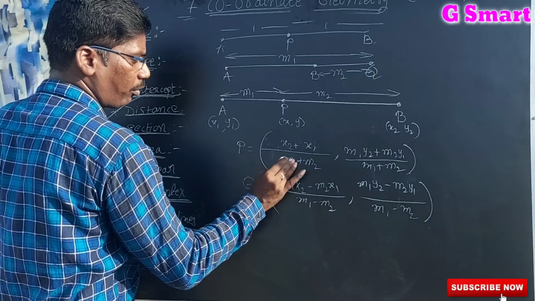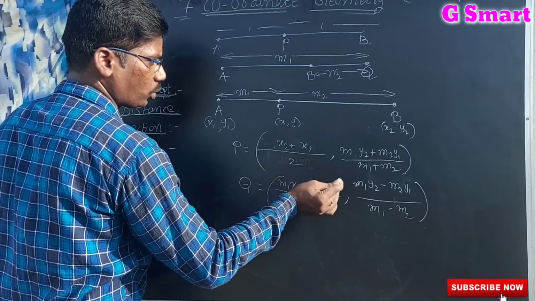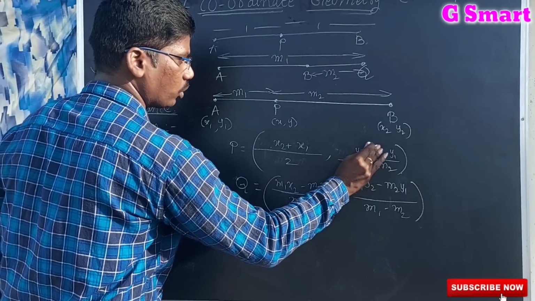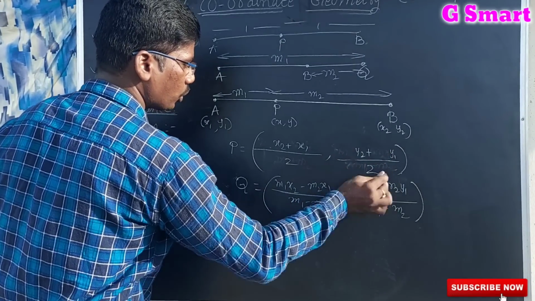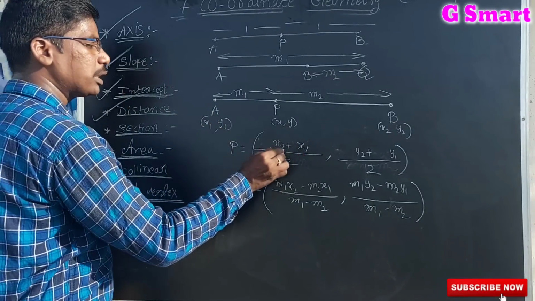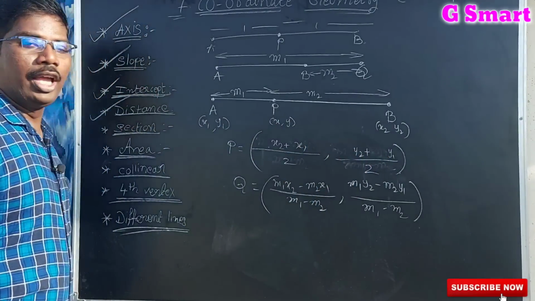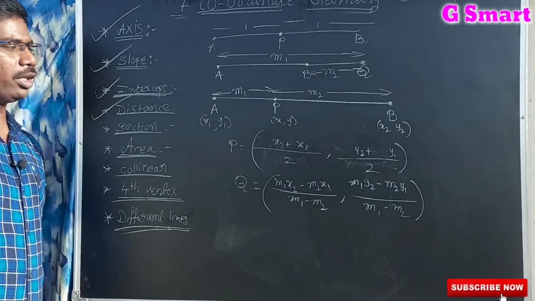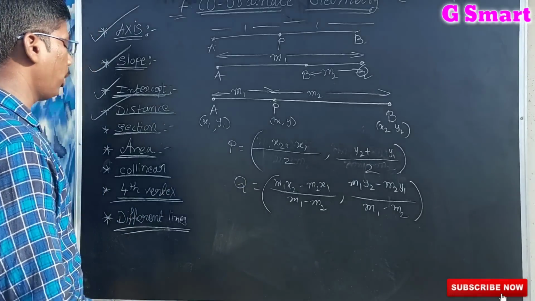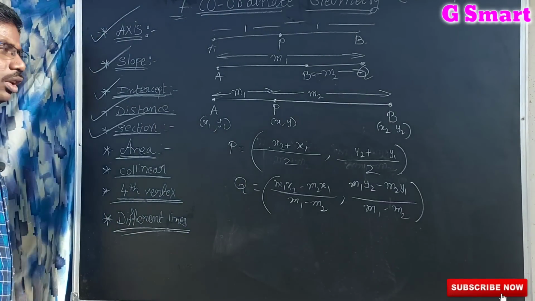So here the m1 value and m2 value are 1 and 1, so this is 2, here also 1, here also 1, 1 plus 1 is 2. So we will get the midpoint: (x1 plus x2) by 2, (y1 plus y2) by 2. That is the midpoint of the line. So the section formula is also completed.